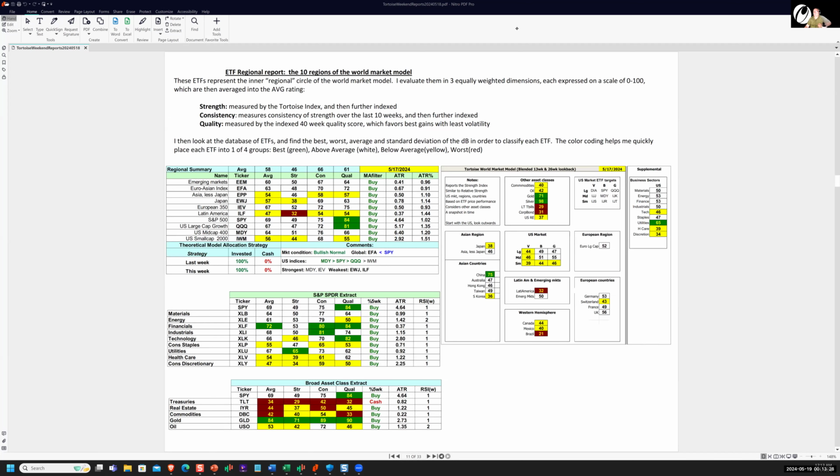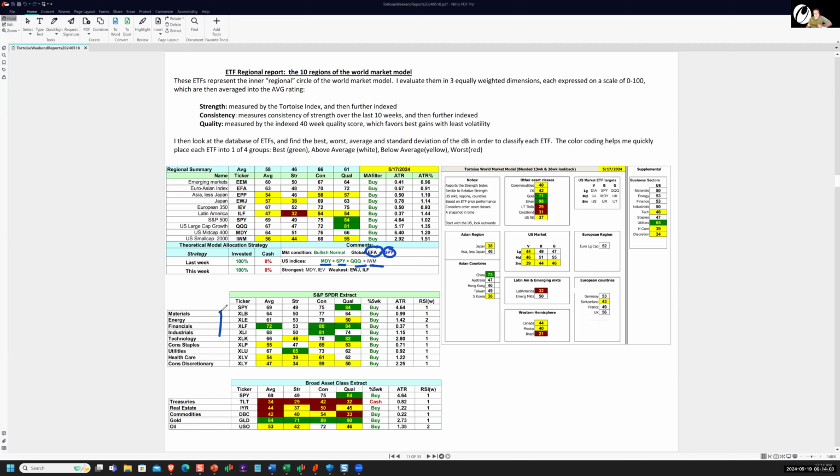World market model, tech and the mid caps, large caps doing well in the US. China's on fire. Gold and silver as defensive positions have been doing really well. In the US, mid caps, large caps, tech, and then small caps. The S&P has been better than EFA, but they're closing the gap.